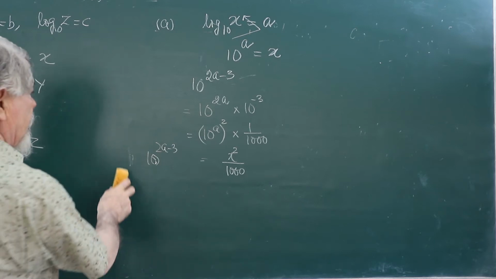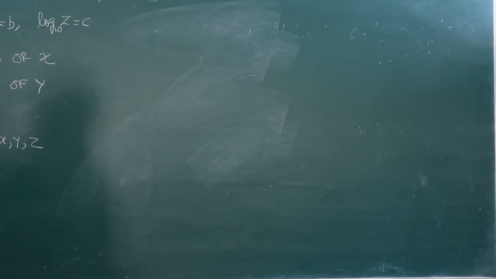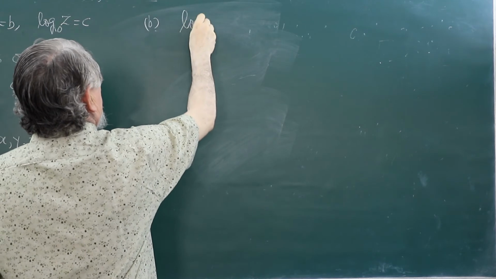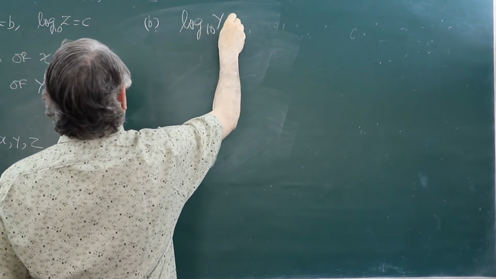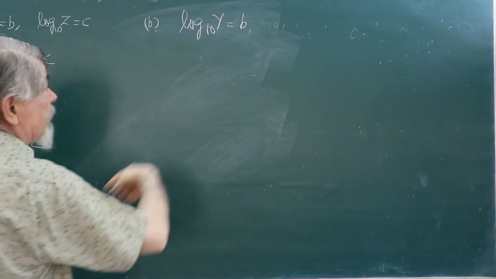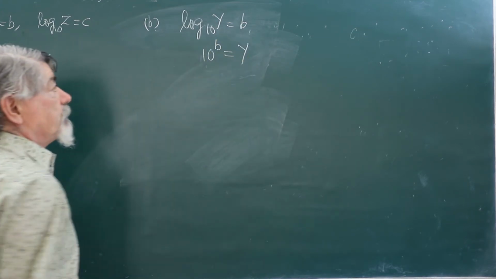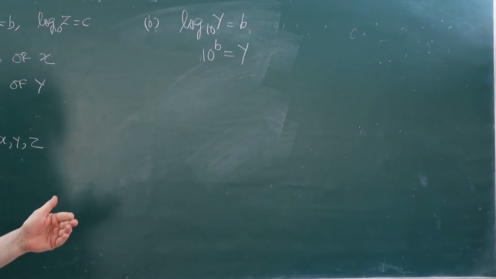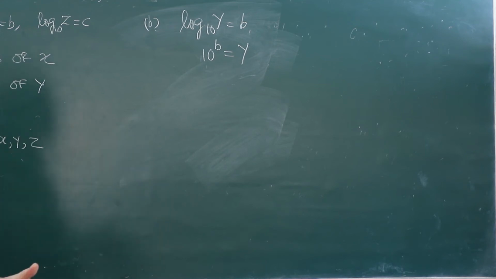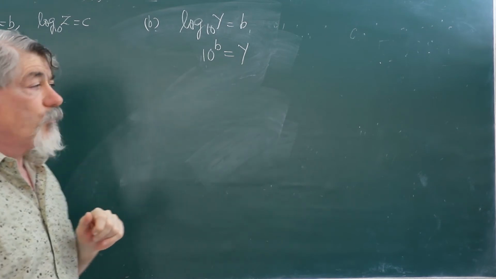Now let us see the b part. In the b part I have log y to the base 10 is equal to b. That means if I change from the logarithmic form to exponential form, I'll get 10 to the power b is equal to y.